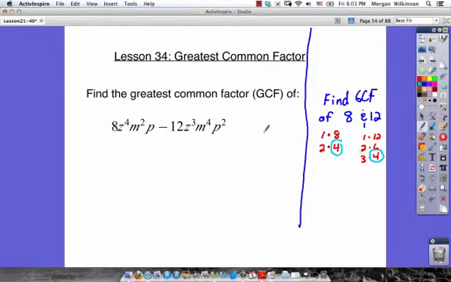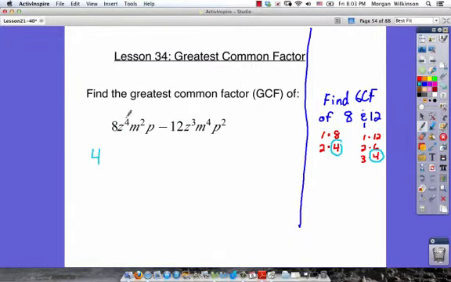have in common. We're going to do the same thing when we have problems like this. If we find the greatest common factor of these, we're going to try to figure out what these all have in common. So an 8 and a 12, we know that they have a 4 in common. So if we're finding the greatest common factor of this, we're going to have a 4 out front, because that's the greatest common factor of 8 and 12.